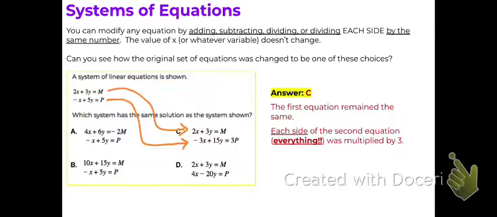What are we multiplying by? You're multiplying every single thing by 3. So this second equation is the same, but everything was multiplied by 3. So the answer is C.